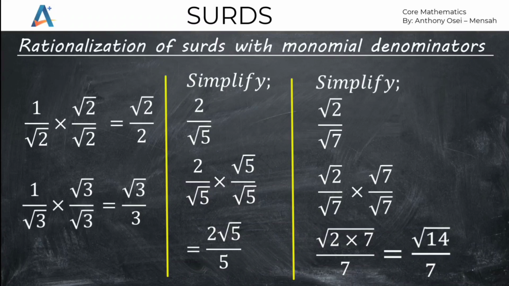Root 14 is still root 14 and it's a surd, divided by 7. 7 is not a surd. So this is the answer. That means root 2 divided by root 7 has been rationalized into root 14 over 7. And that's the final answer.